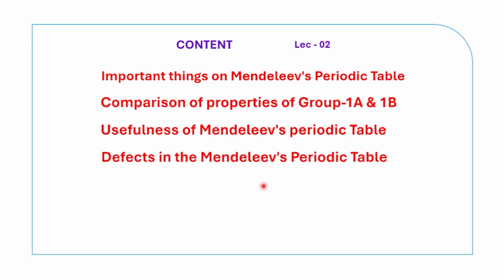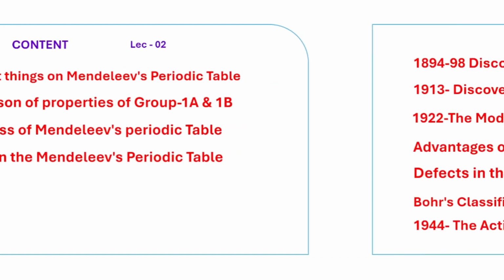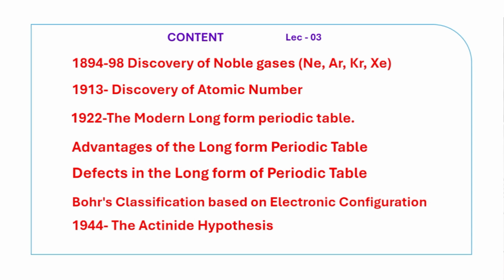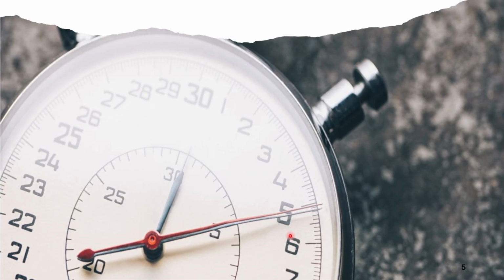So if you have not seen lecture 2, please go and watch it. And in this lecture, we are going to learn about the discovery of noble gases, the discovery of atomic number, the modern long form of periodic table, and advantages as well as defects in the long form of periodic table. And towards the end, we will briefly discuss Bohr's classification based on electronic configuration and the actinide hypothesis. So, without wasting any time, let's start.